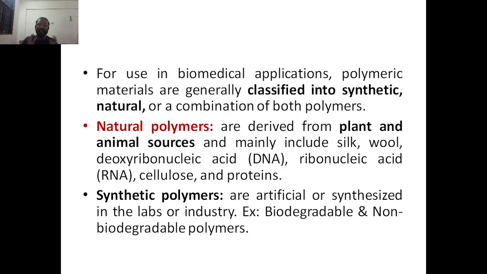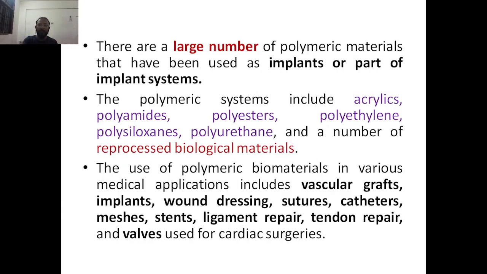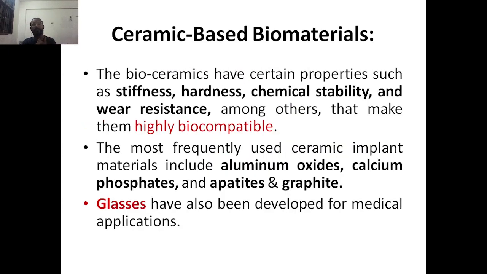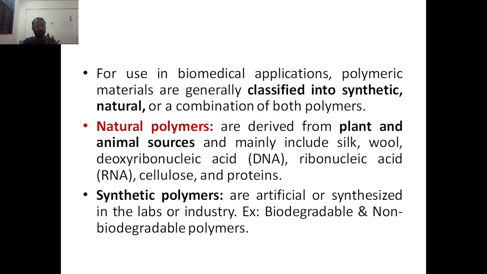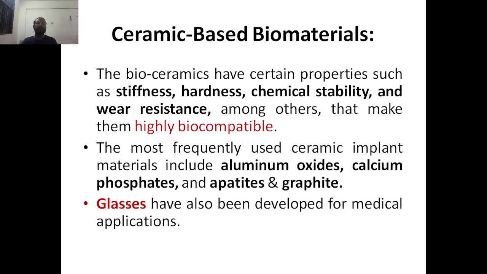Understand? So in synthetic polymers, examples can be acrylics, polyamides, polyesters, polyethylene, then polysiloxanes and polyurethane. And PLGA, PLA, all those things which we discussed in the previous classes, right? So that was about polymers, their importance and applications, some examples, and where we will use those polymers as implants inside the human body.